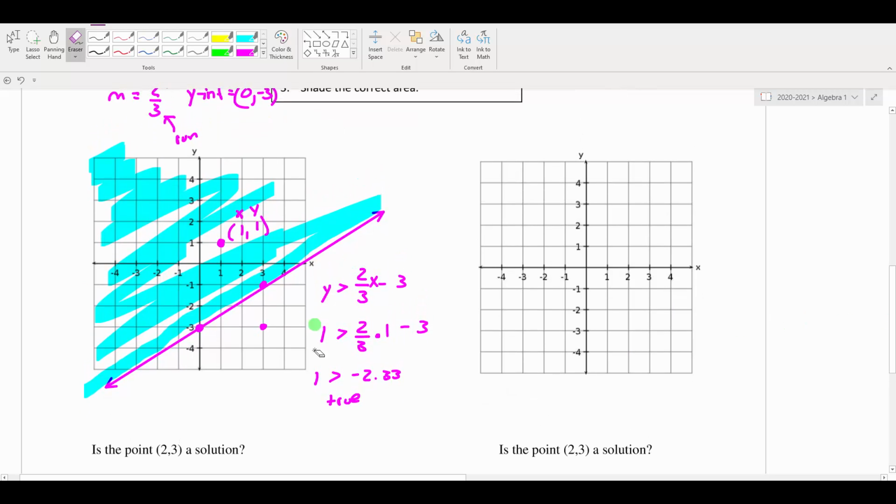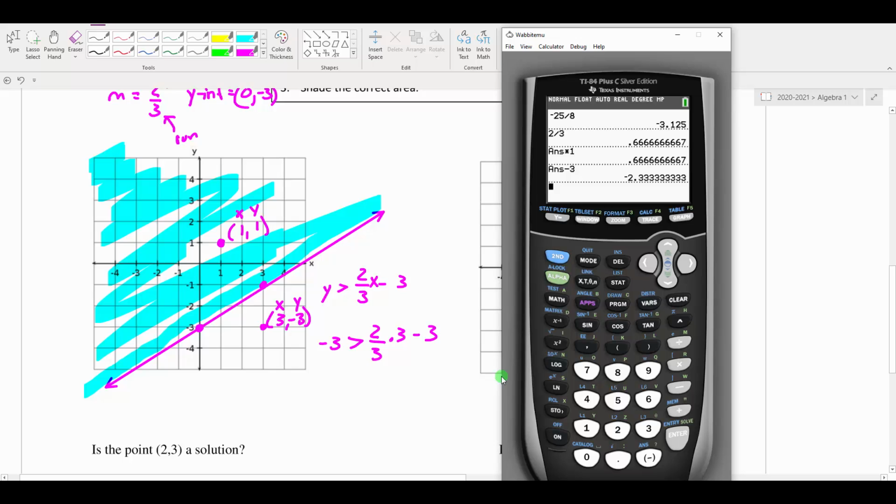Okay, let's start over. If this point is (3, -3), that means x is 3 and y is negative 3. So y gets replaced with negative 3, greater than 2/3 times 3, because the x gets replaced with 3, and then minus 3. I'm going to grab my calculator and evaluate the right-hand side: 2 divided by 3, that's my slope, multiplied by 3 gives me 2, and then I subtract 3. And we get negative 1.